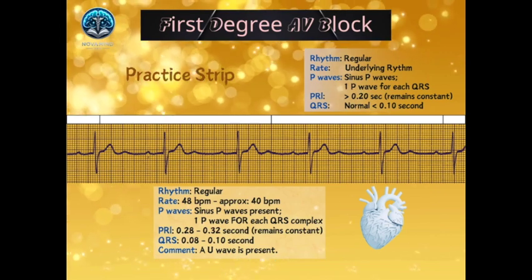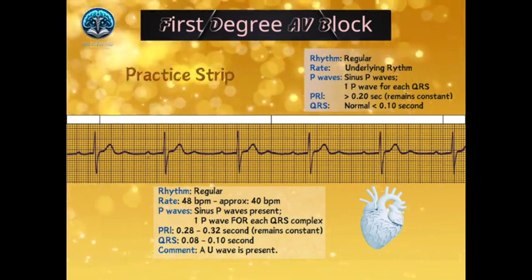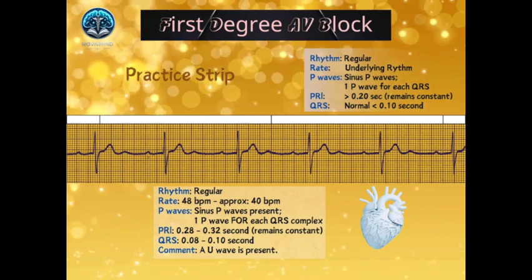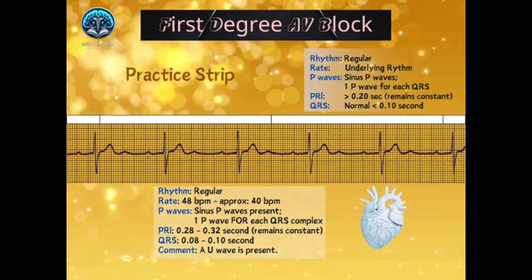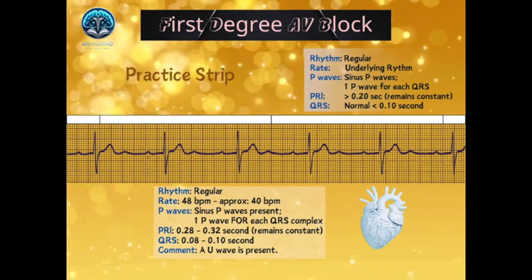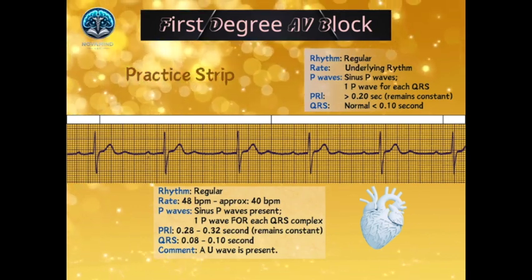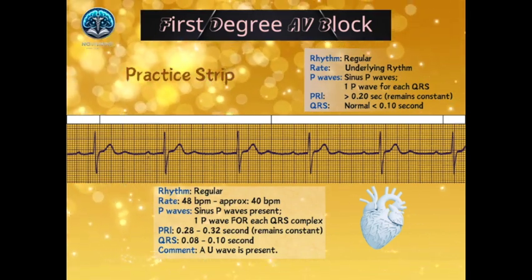Additional findings: you see a U wave followed by a T wave on the strip. U waves can sometimes appear in normal individuals, but they can also be associated with certain conditions such as hypokalemia or bradycardia. While not definitive in itself, it's an observation worth noting in clinical context.